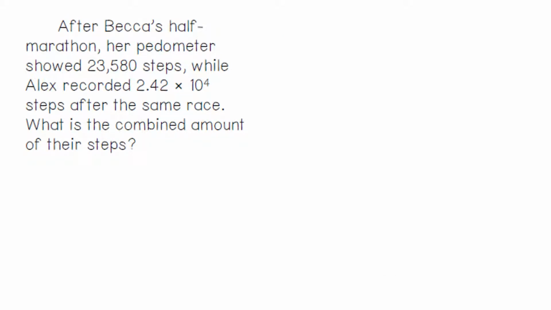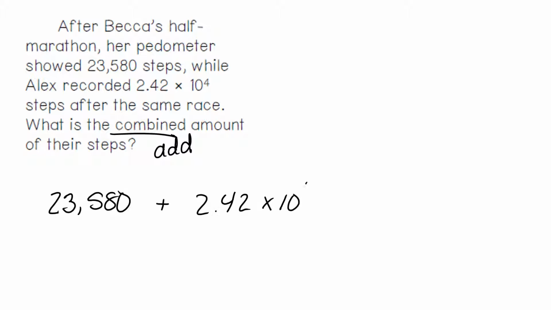After Becca's half marathon, her pedometer showed 23,580 steps, while Alex recorded 2.42 times 10 to the fourth steps after the same race. What is the combined amount of their steps? So the word combined means add. So we're going to add up Becca's score, 23,580, and Alex's steps, 2.42 times 10 to the fourth.